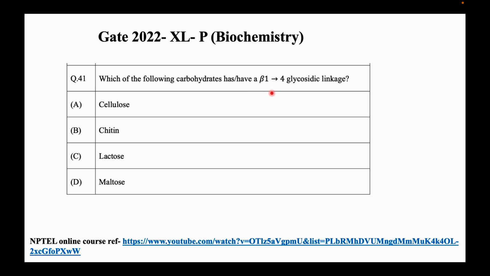Okay, so beta 1,4 linkages are found in cellulose. It is found in chitin, right? Maltose is alpha 1,4 linked. Galactose is beta 1,4 Gal. It is not glucose. Okay, so the answer is A and B.